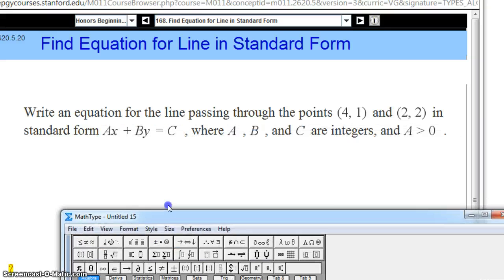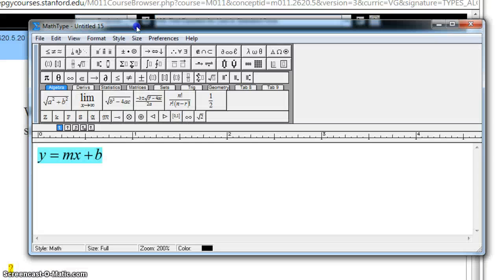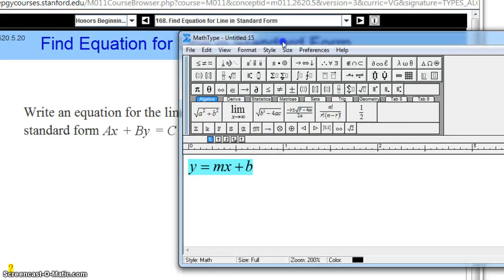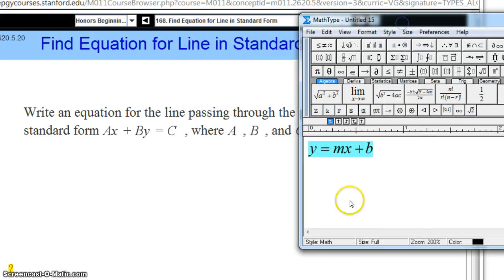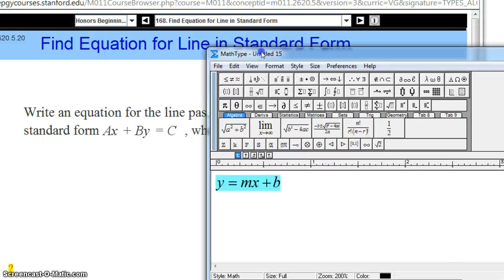Okay, so the first thing you have to think about is, we're thinking about lines. What do we know about lines? Well, we know y equals mx plus b. And how do we solve for y equals mx plus b? This is the first step in solving for a line in standard form. We're going to have to find slope, and we're going to have to find b and write the equation y equals mx plus b.